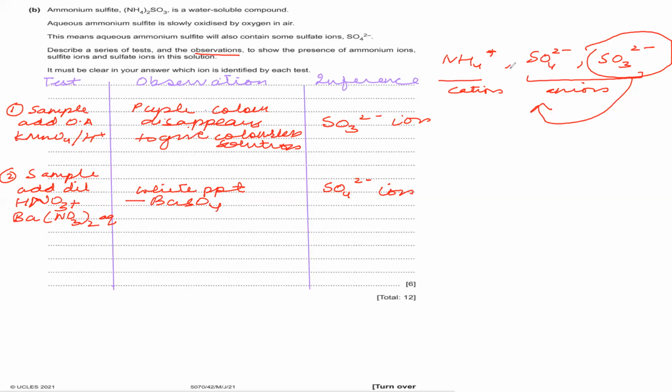Okay. Now coming to the cation. The cation is basically ammonium, and for the ammonium cation specifically, we tested with aqueous ammonia.